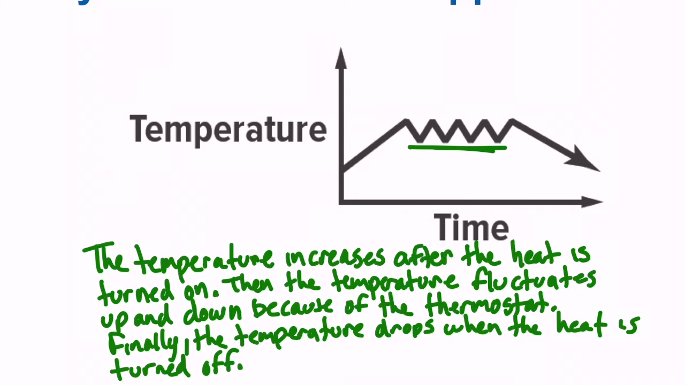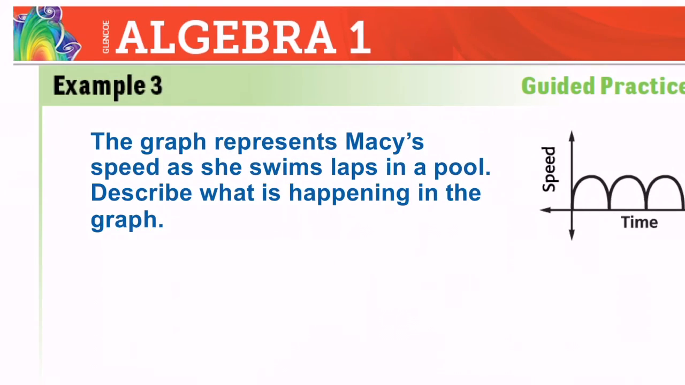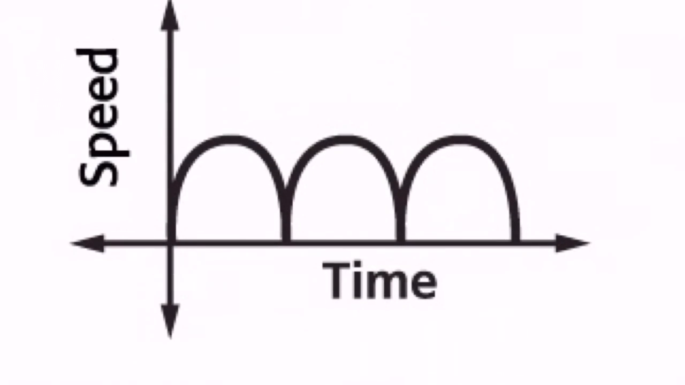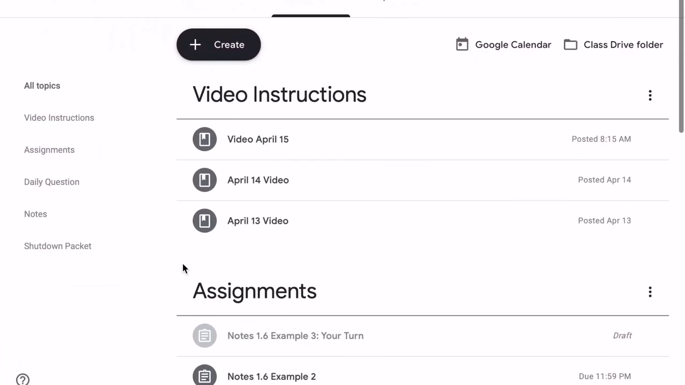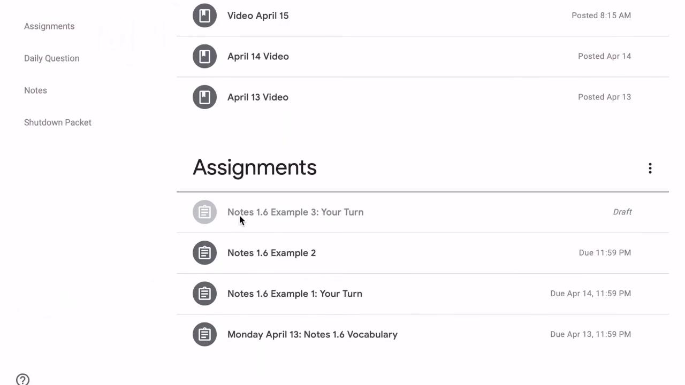So that's it for this lesson. When you go to Google Classroom, you're going to go to assignments, and you're only going to have one problem, and the problem is going to look like this one. It's talking about speed and time. Let me go to Google Classroom. When you go to classwork and assignments, it's going to be this one, notes 1.6 example 3. It's a Google document, and it has exactly the same problem I just showed you.